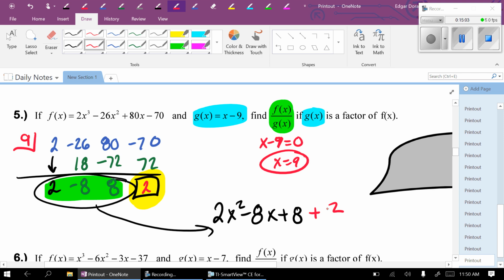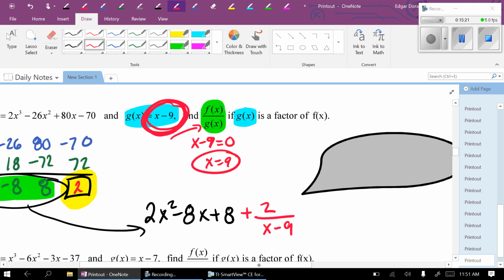Okay, well, what is that fraction? Well, it's going to be 2 over something. And that something is whatever we were dividing by. And if you guys look closely, we were dividing by g of x. So g of x is x minus 9. So what happens here, guys, is you have to place an x minus 9 right down there. This is how you represent a remainder when we're dividing out polynomial functions.